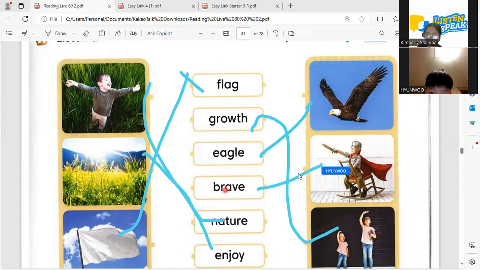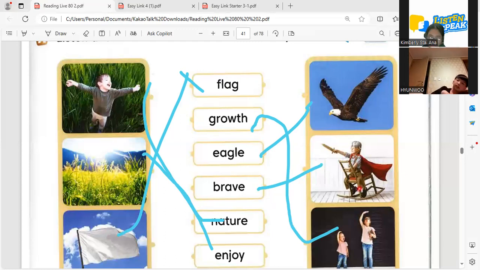Brave. Brave is like this kid. He's so brave. He will fight for the ones he loves, like the soldiers. They are so brave because they protect the country. Do you want to be a soldier, Hyeonwoo? Yes or no? Do you want to be a soldier? Ooh, that is cool. Now it's time to try this one, okay?